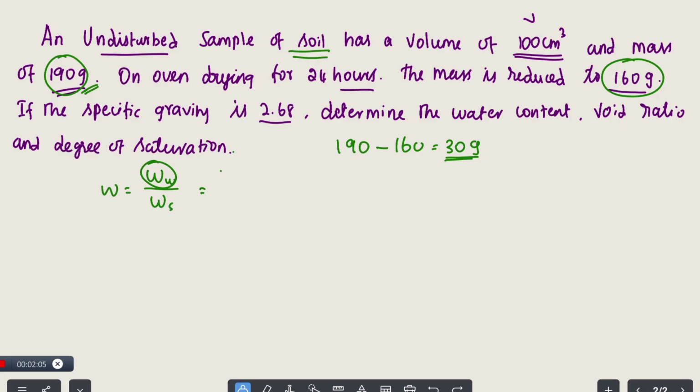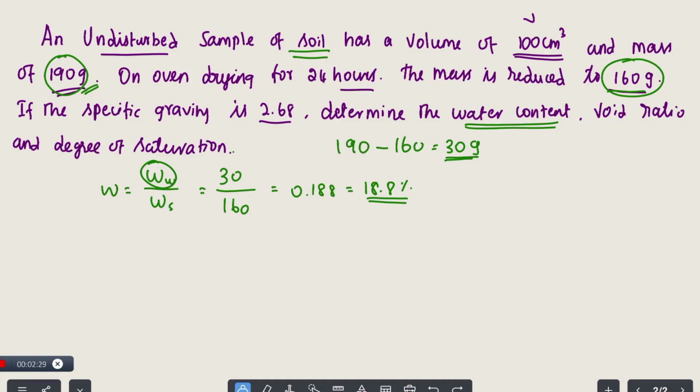Now we take this 30 divided by the solid value, which is 160. So 30 divided by 160, we got the value of 0.188, that is equal to 18.8 percentage of water content. So the first question's answer is determined: the water content will be 18.8 percentage.